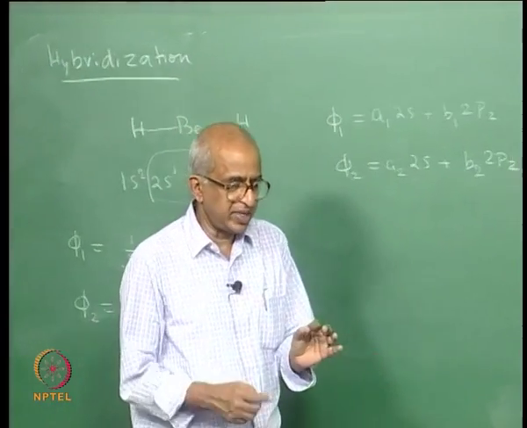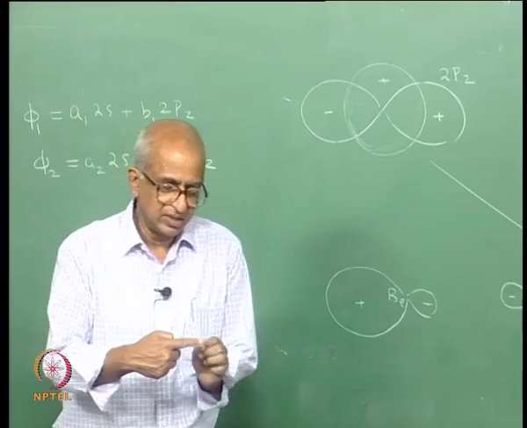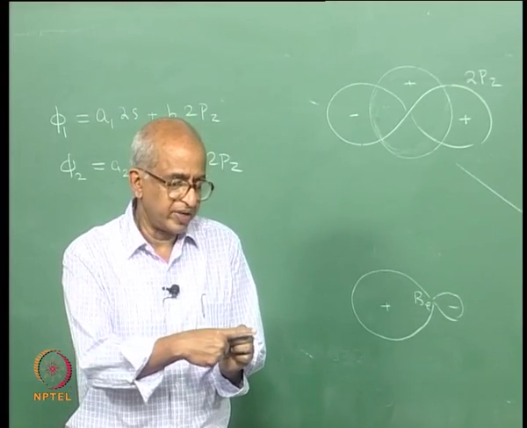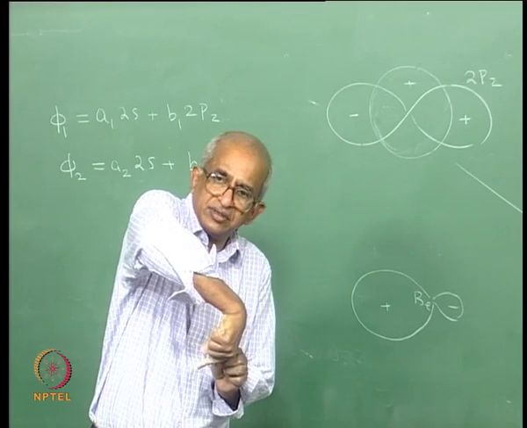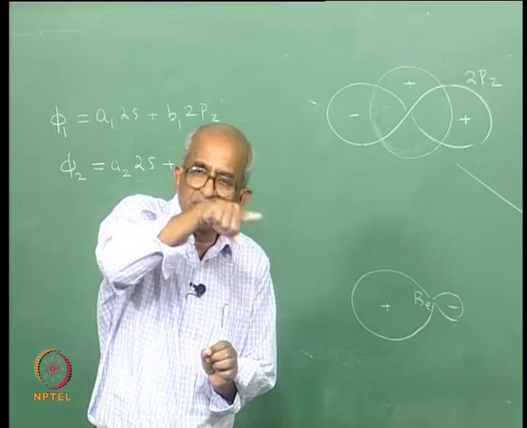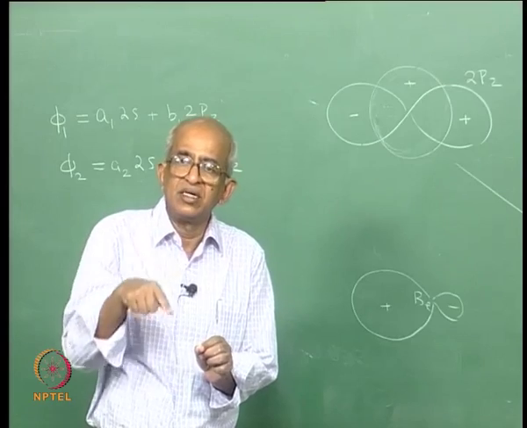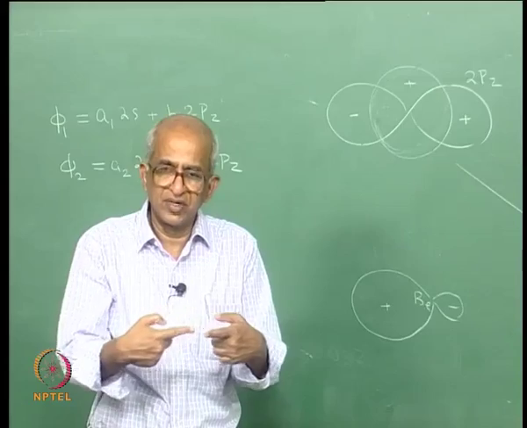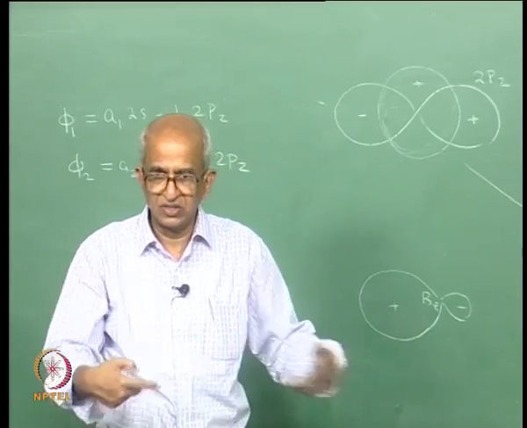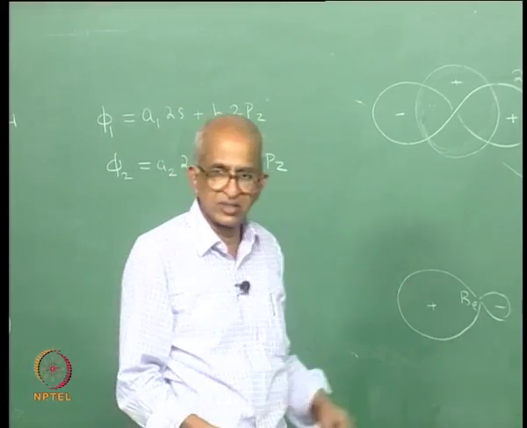So, if you have the beryllium atom, one hybrid points in that direction and the other hybrid points in the reverse direction, right. So, the angle between the two hybrids is exactly 180 degrees, because they are pointing in different directions along the same line, which is the z direction.